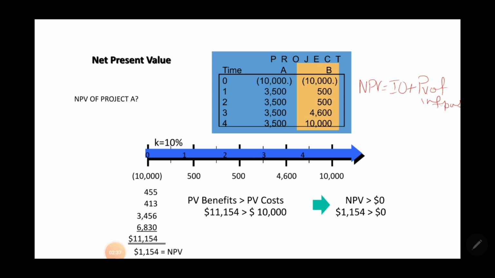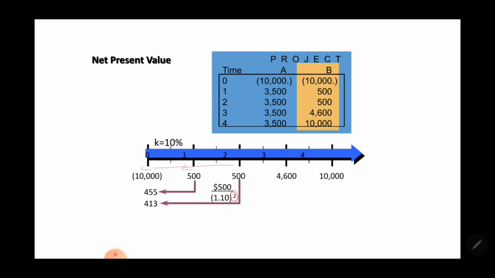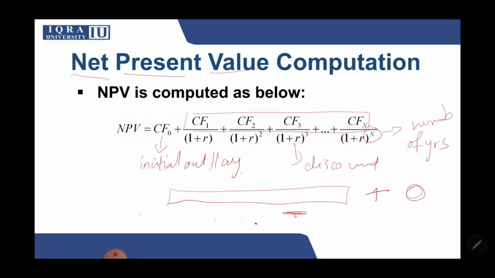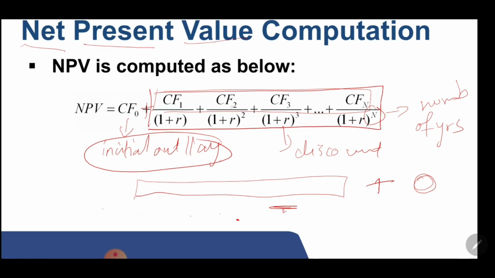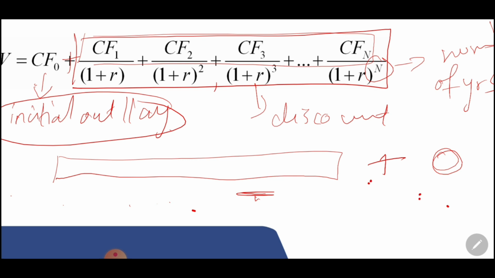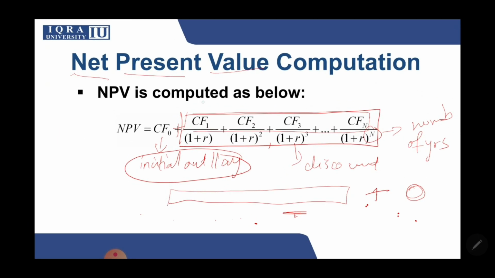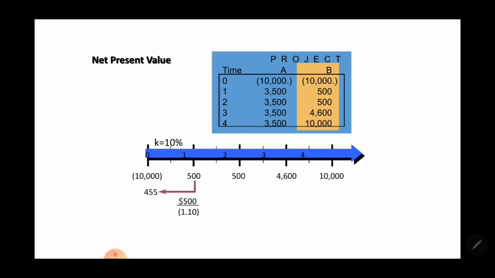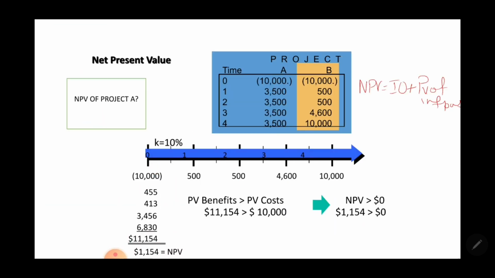The initial outlay plus the present value of inflow. So this is what was happening over here. Let's go back. So this was your initial outlay plus the present value of your cash inflows. This is the formula for your NPV. This is the present value of your cash inflows. So initial outlay plus present value of cash inflows. Going back. So this is your formula.